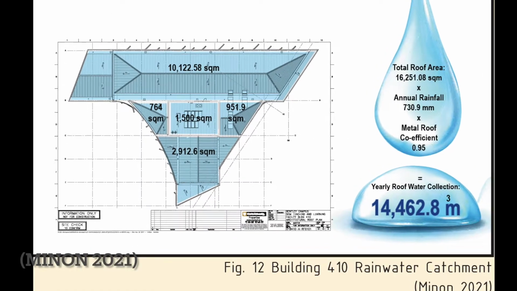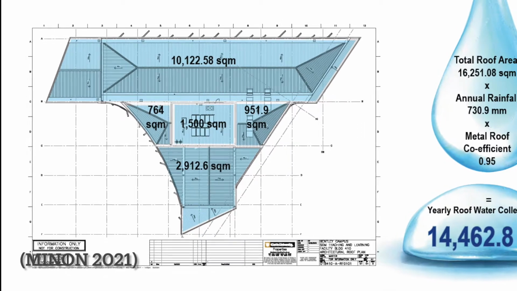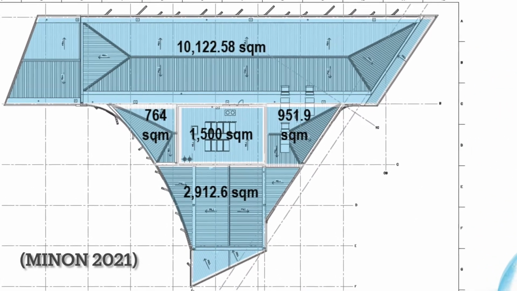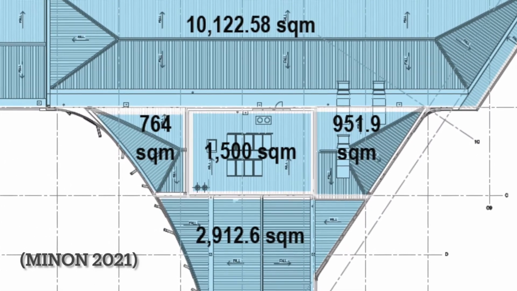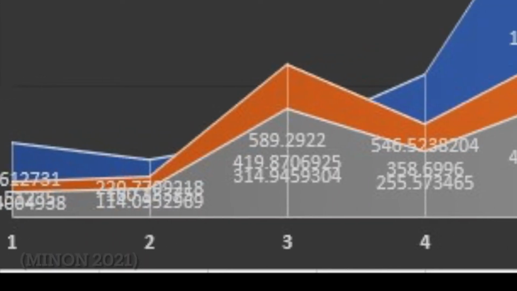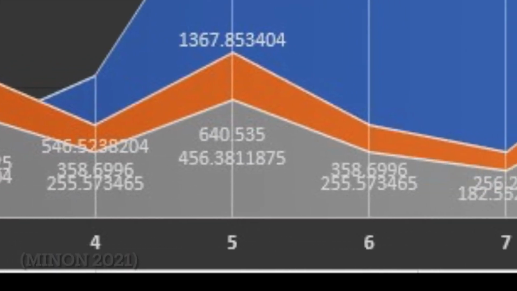Secondly, the catchment area was determined by modelling the building to determine the roof area. 11.2 kilolitres is the water supply from rainfall catchment. This was broken down into monthly observations to determine seasonal supply.